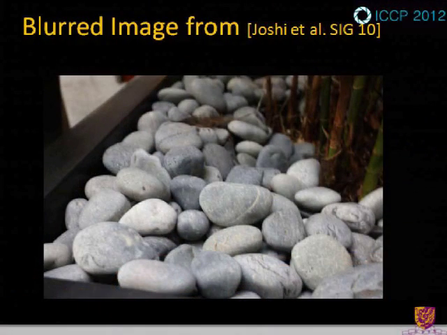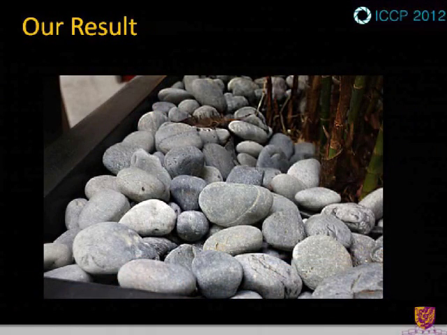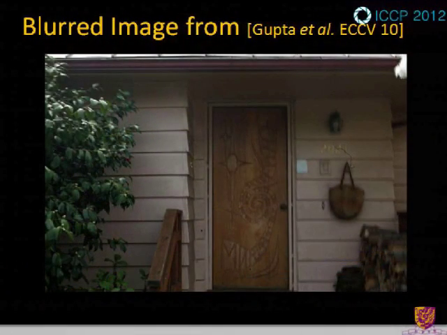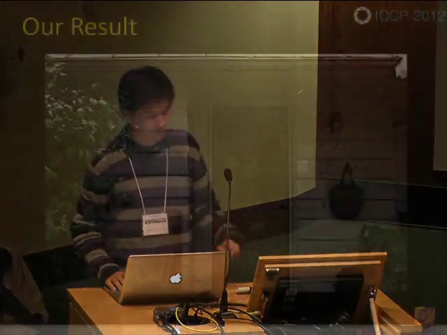This is a blurred image from Joshi et al. And from our restored image, we can produce a result similar to that in that paper. And this is a blurred image from Gupta et al., where the camera undergoes a translational motion. And our restored image.